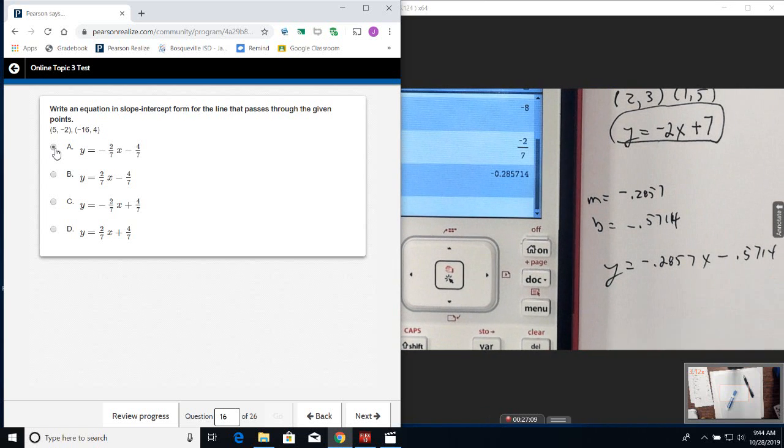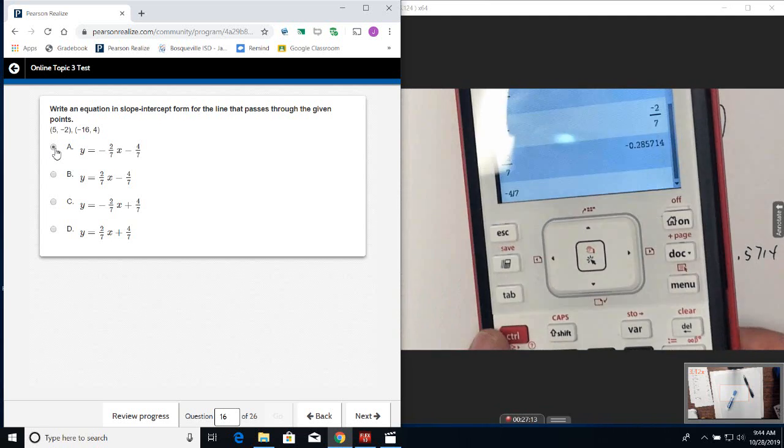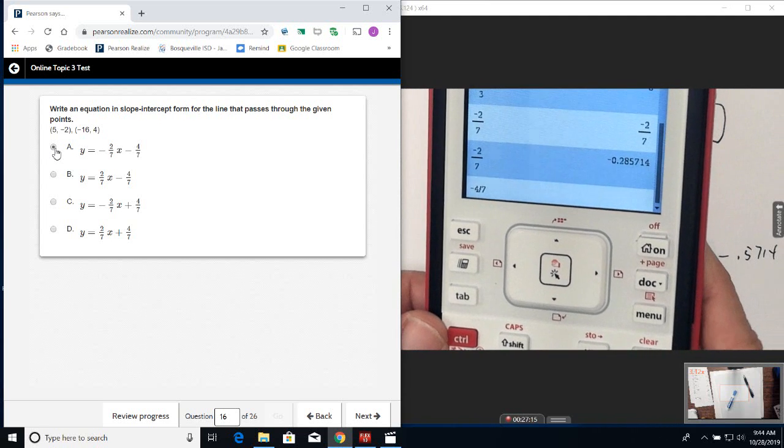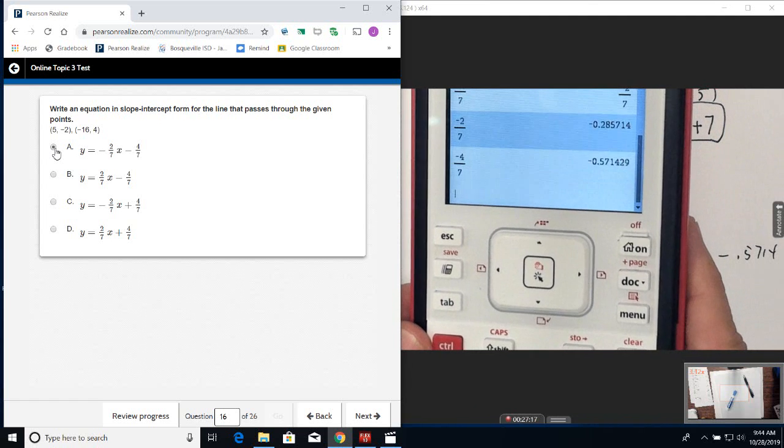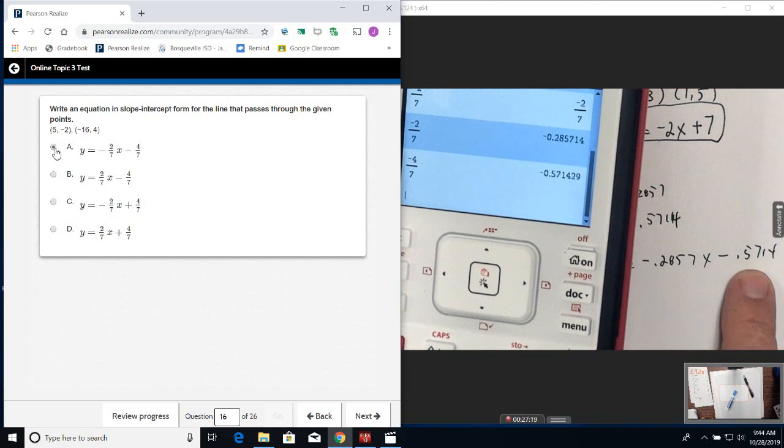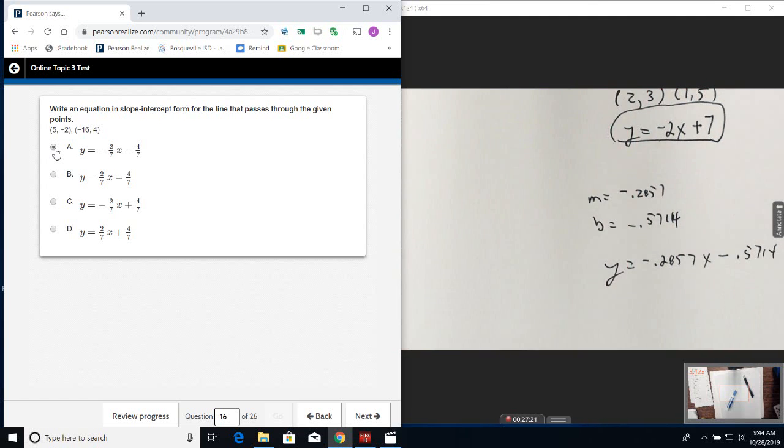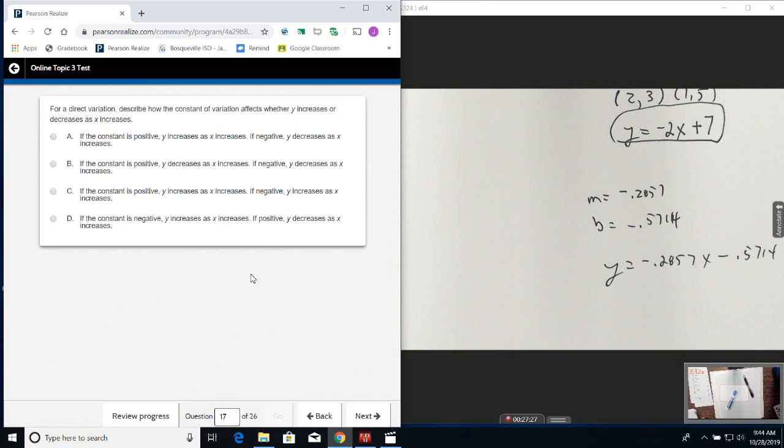All right, and then 4/7. So take your negative 4 divided by 7, and then to get it back as a decimal, hit Control Enter. And it's the negative 0.714. So yes, we guessed right. Okay, that's not too bad, is it? All right, so I'm going to do this last one with you, and the rest you're going to do.